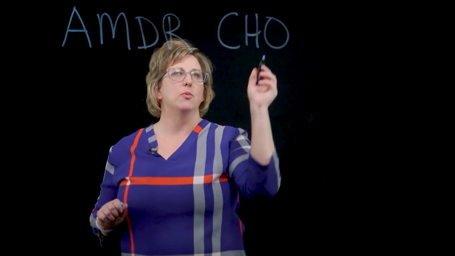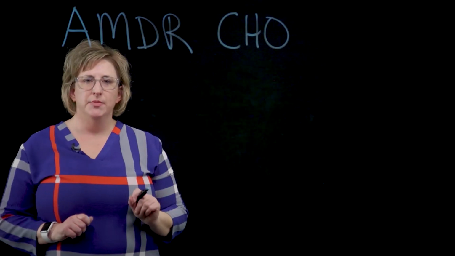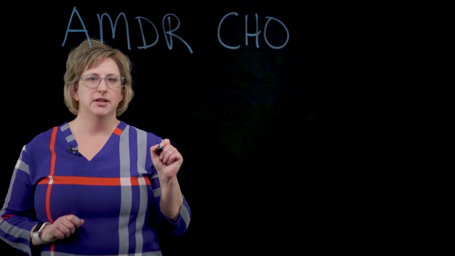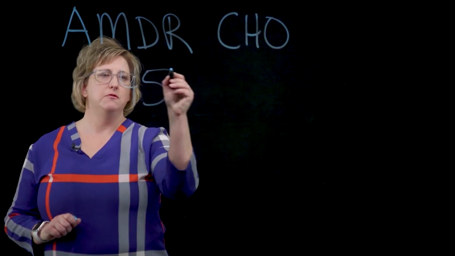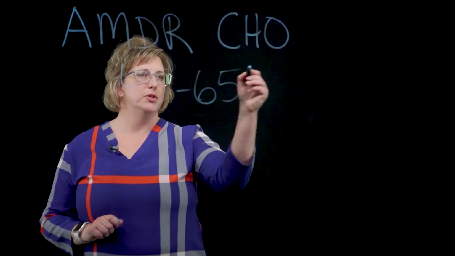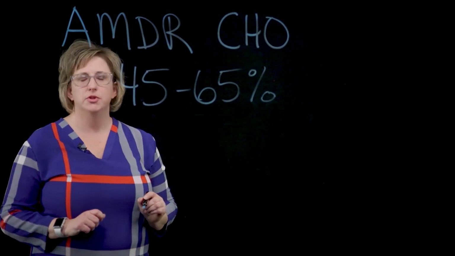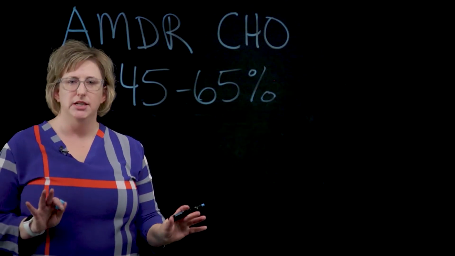And if you remember, carbohydrate stands for CHO. So what is the acceptable macronutrient distribution range for carbohydrate? Take a minute to think about it. Okay, if you said 45 to 65%, you were correct. So our acceptable macronutrient distribution range is 45 to 65% of your total calorie needs.